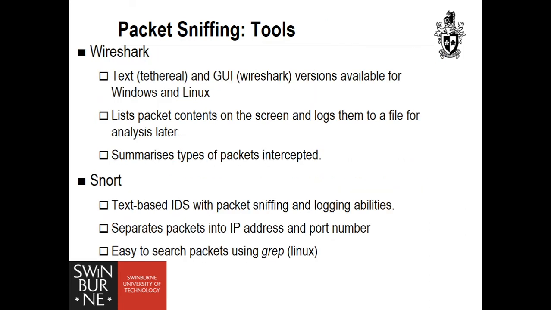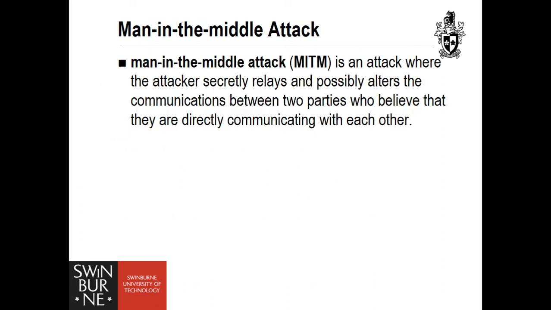So this tool, Wireshark, that we learned in the lab before, is a text and GUI version available for Windows and Linux. It lists packet contents on the screen and logs them to a file for analysis later. It summarizes the types of packets intercepted. Snort is another software that is a text-based IDS with packet sniffing and logging abilities. It separates packets into IP address and port number. It's easy to search packets using grep.